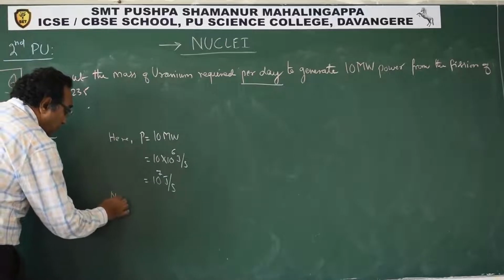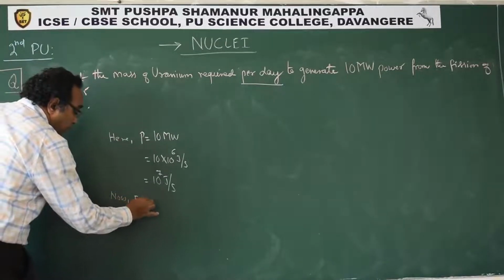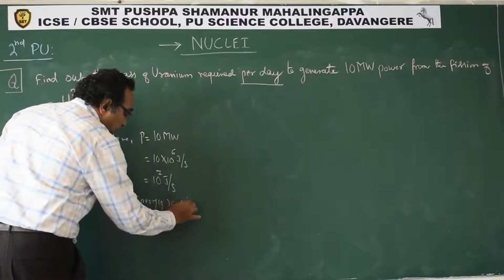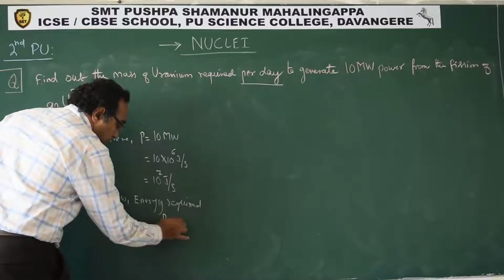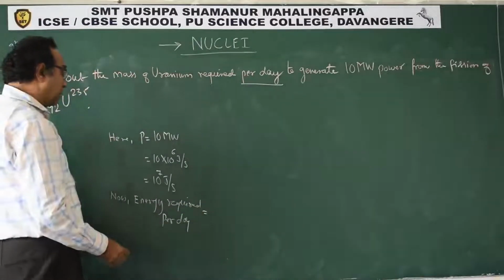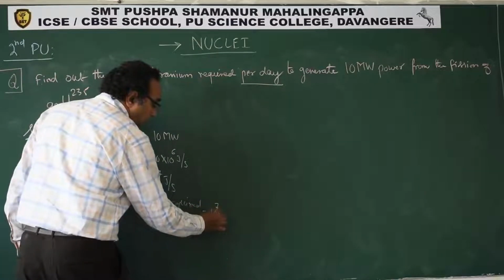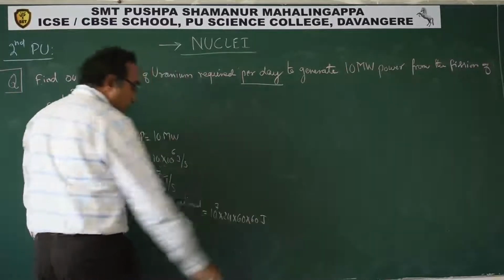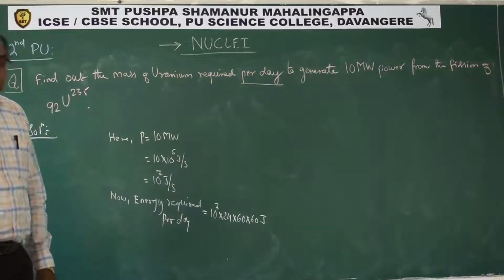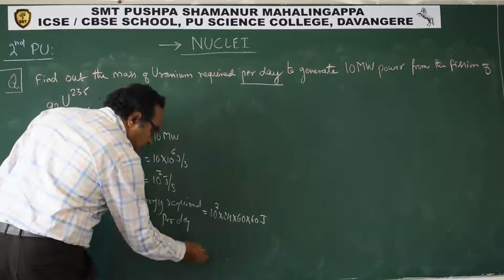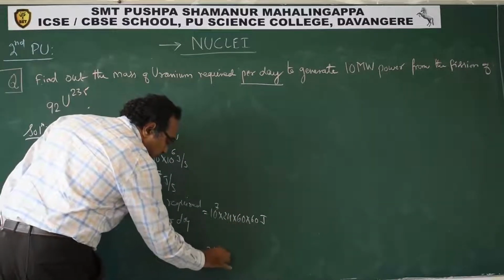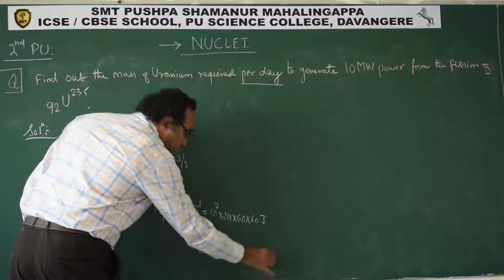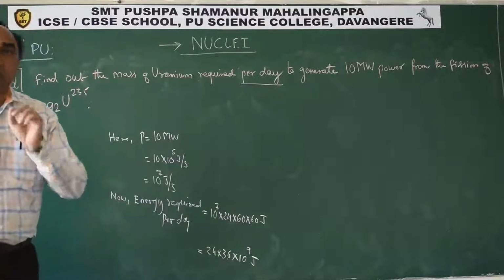Now the energy required per day will be 10^7 × 24 hour × 60 minutes × 60. This is the kind of energy which is required. So writing it in the proper form, 24 × 36 × 10^7, that is 10^9... This many joules is the energy requirement.